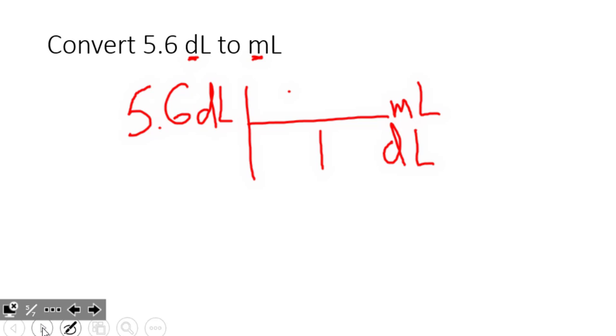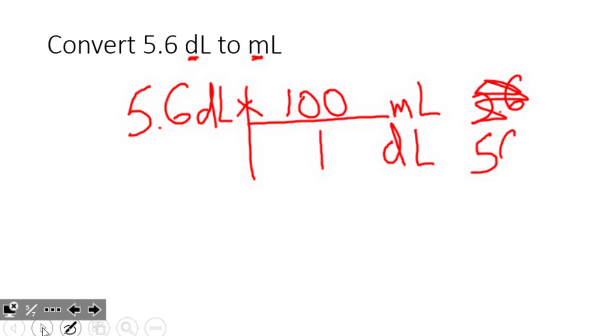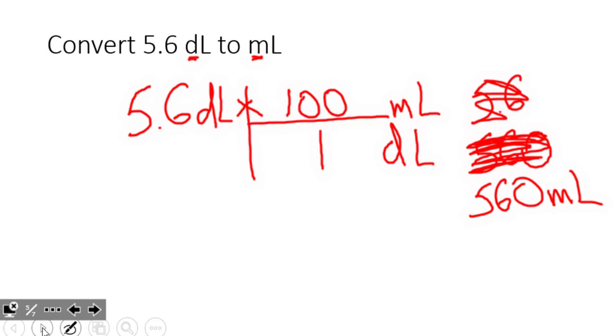Now, for this one, deci and milli are 2 jumps apart. So that means for every 1 deciliter, you have 100 milliliters. So multiply, divide, end up with 5.6. Oh, sorry. Made a boo-boo. 56. All right, 2 boo-boos, it's okay. 560 milliliters. All right, sorry, apparently I can't do math today.